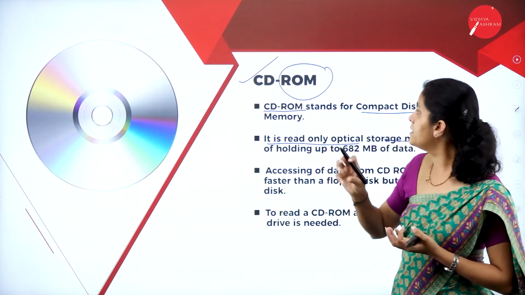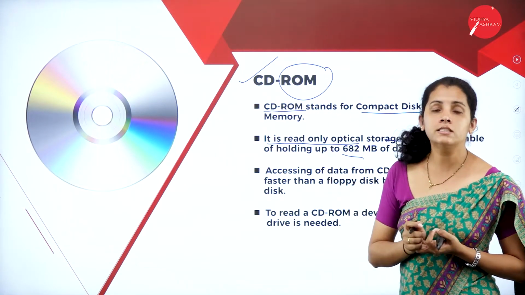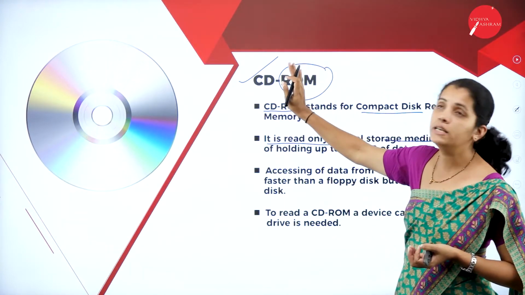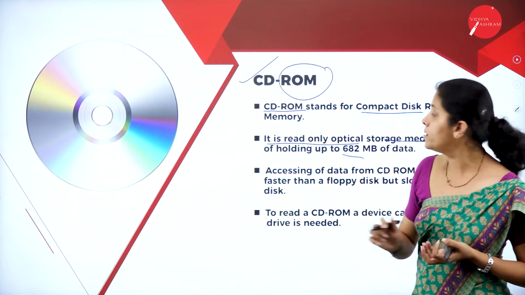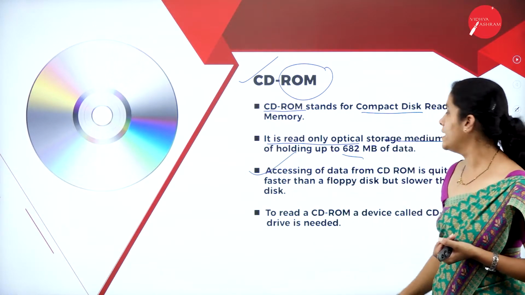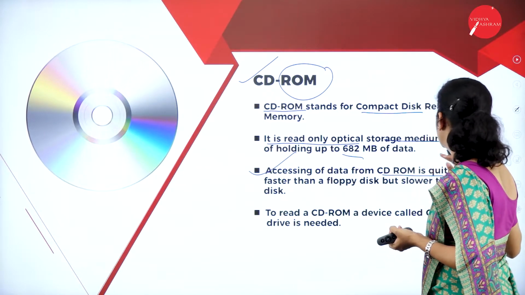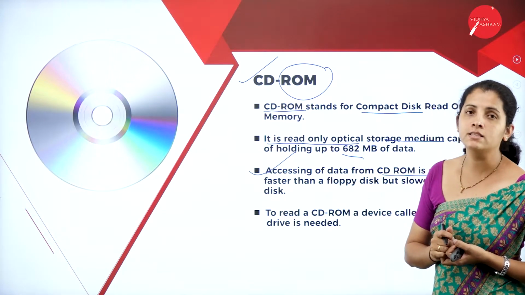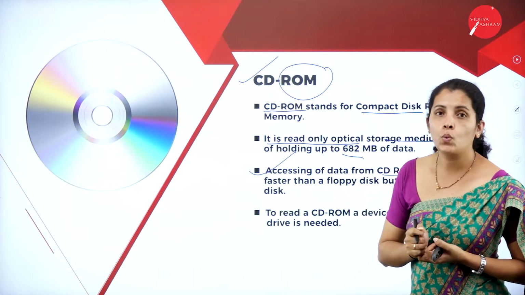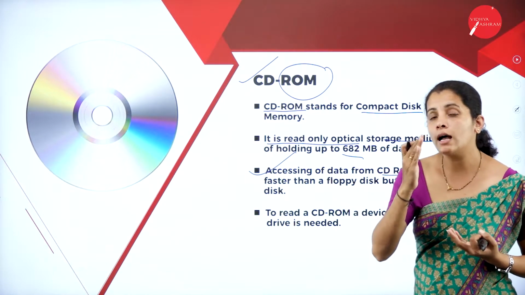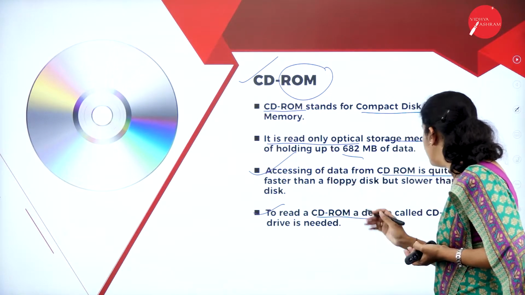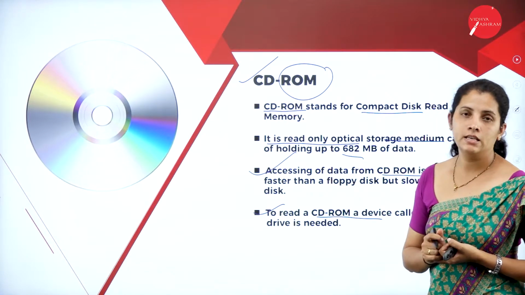And what is the capacity of CD-ROM? That is 682 megabytes of data. That means by using CD-ROM, I can store 682 megabytes of data. Accessing data from CD-ROM is quite a bit faster. That means accessing the data which is stored in the CD-ROM is quite faster when compared to other storage devices. To read a CD-ROM, a device called CD-ROM drive is required.